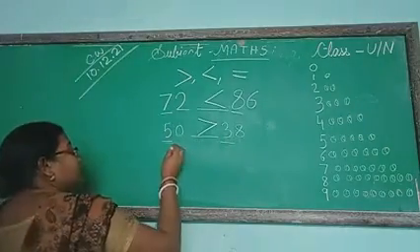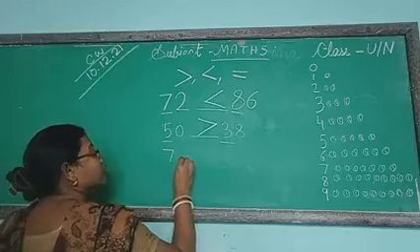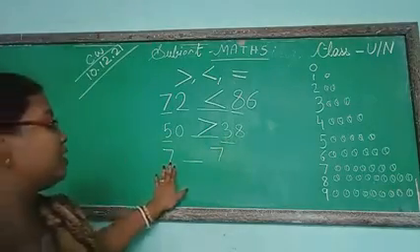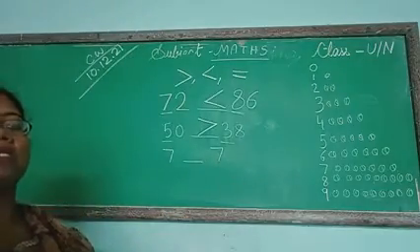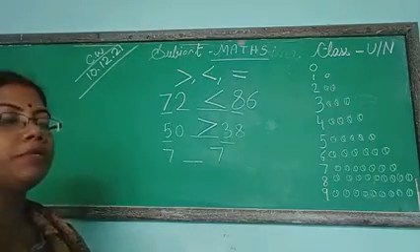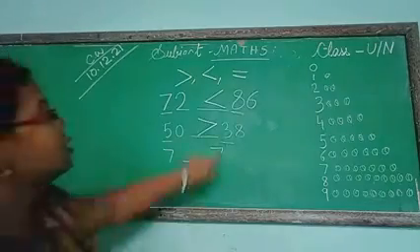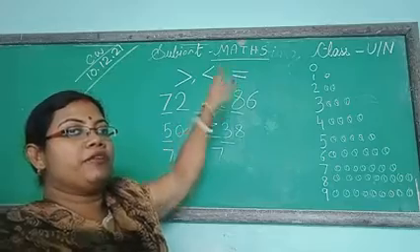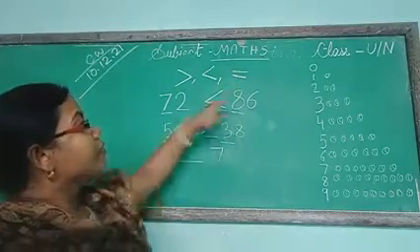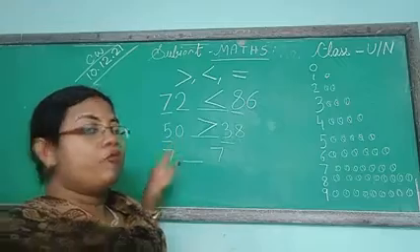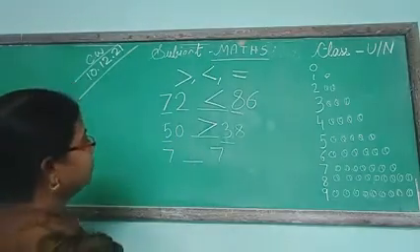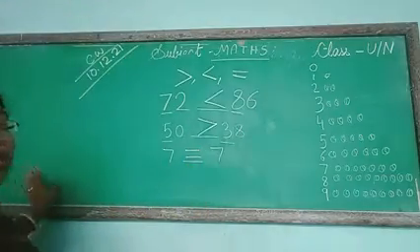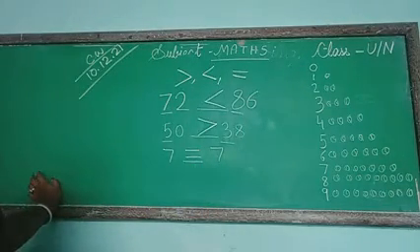Okay, now see. Here also it is 7 on this side and 7 on this side. Both the numbers are the same. When both the numbers are the same, we put this sign. This is the sign of equals to. We will put this sign when both the numbers are same.